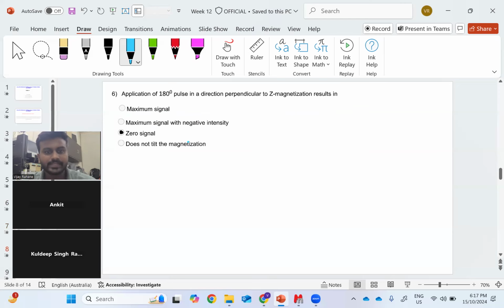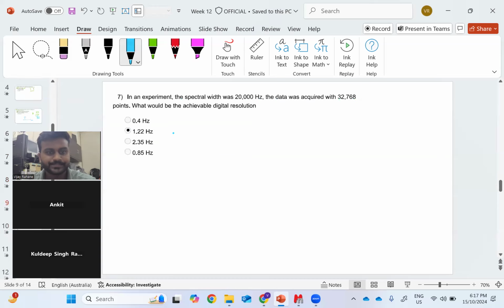In the next question, the application of a 180-degree pulse in the direction perpendicular to the Z magnetization results in zero signal. So zero signal is the correct option in this case.